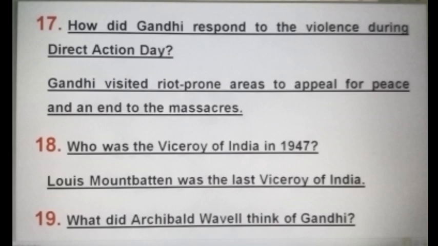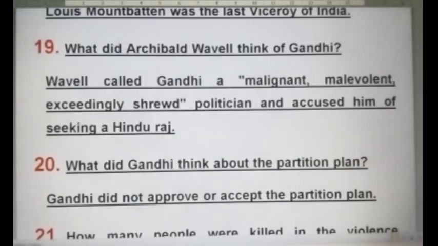What did Archibald Wavell think of Gandhi? Archibald Wavell called Gandhi a malignant, malevolent, exceedingly shrewd politician and accused him of seeking a Hindu Raj. What did Gandhi think about the partition plan? Gandhi did not approve or accept the partition plan.